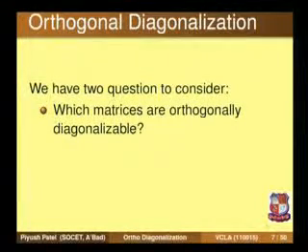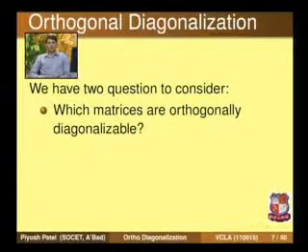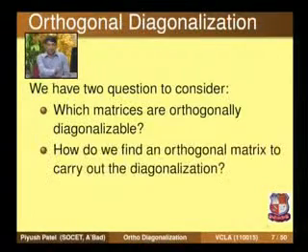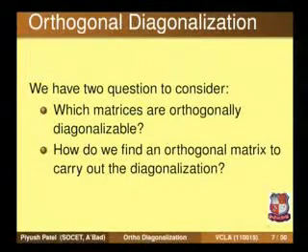Here we have two questions to consider. The first one is, which matrices are orthogonally diagonalizable? All the matrices or some of the matrices? If not, then what kind of matrices are orthogonally diagonalizable? And the second question is, how do we find an orthogonal matrix to carry out the diagonalization?